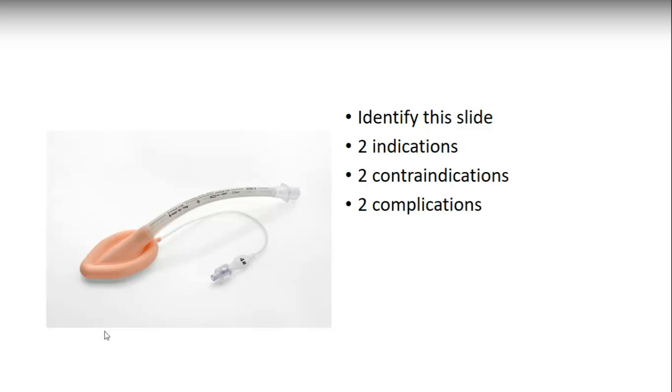So this part sits in the larynx, and this tube is what is connected to the machine that gives the oxygen and the anesthetic medication. This tube in here is what is used to inflate this cuff to make it tamponade the oropharynx, then secure the laryngeal mask airway in place. So what are the indications of the laryngeal mask airway?